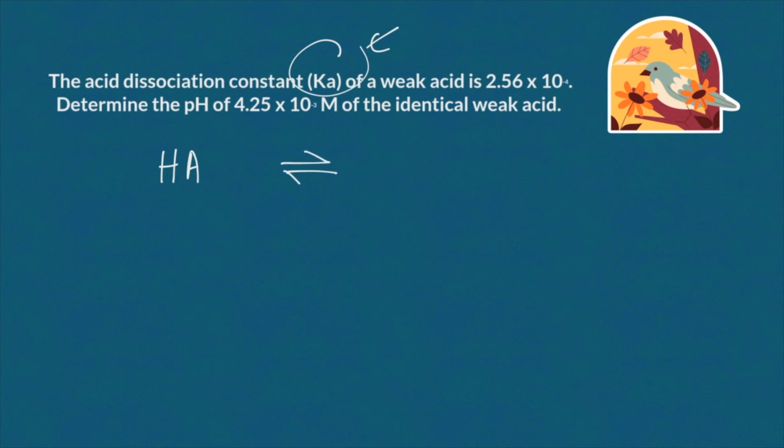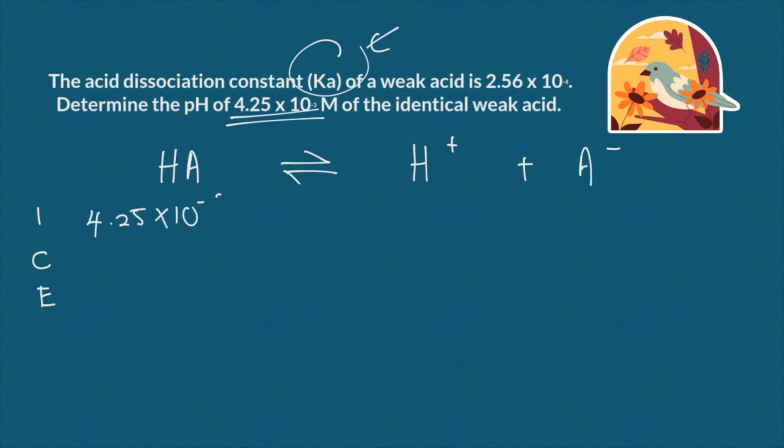Because you don't know what acid it is, you can just use HA will produce H plus and A minus. From here we can write our ICE diagram. The initial concentration is 4.25 times 10 to the power of negative 3. At first it is 0 and 0. So this one must be negative x, positive x, positive x. Therefore you will get 4.25 times 10 to the power of negative 3 minus x.